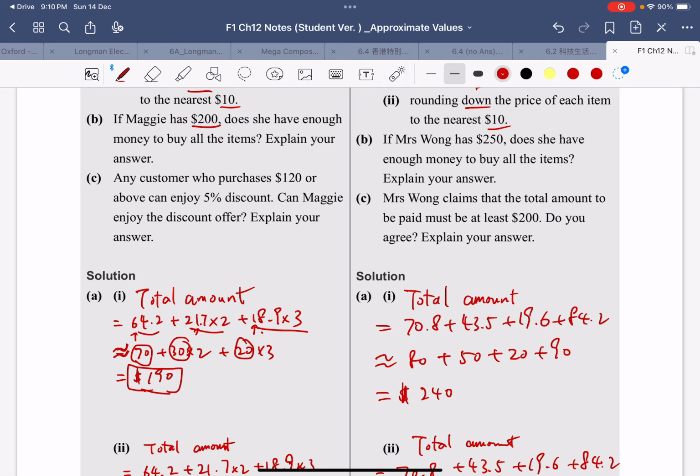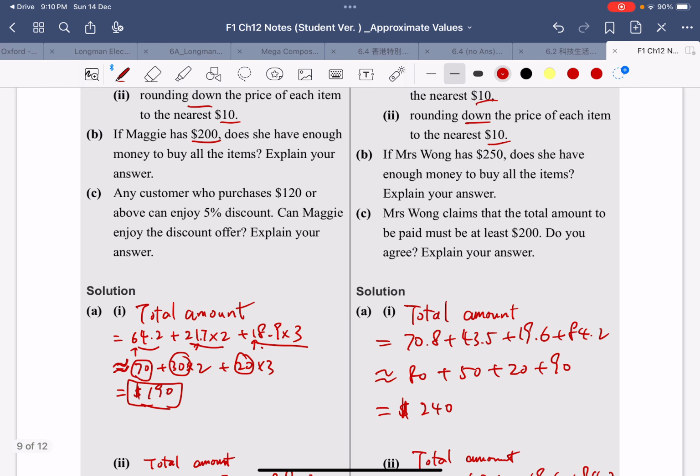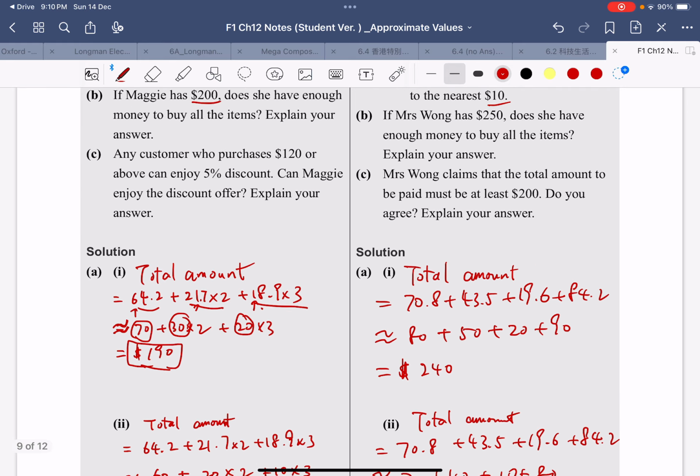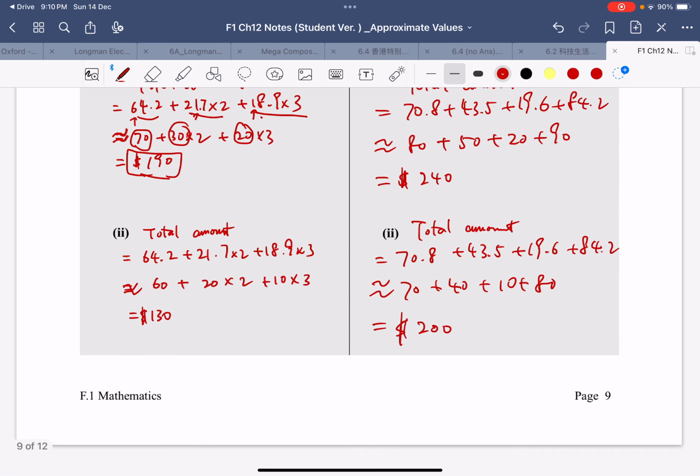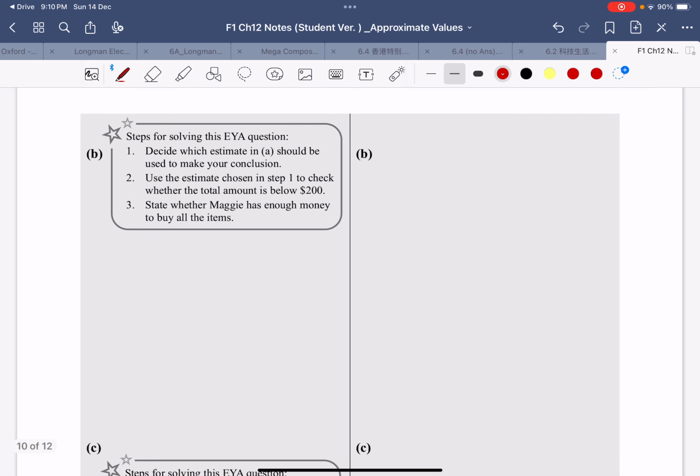So at most, we can say at most, all items cost $190, but you have $200. So how to write down the answer to explain she can buy all the items there? Okay, next page. Steps for solving this kind of question. Decide which estimate in A should be used. Of course, A1 because round up, right?